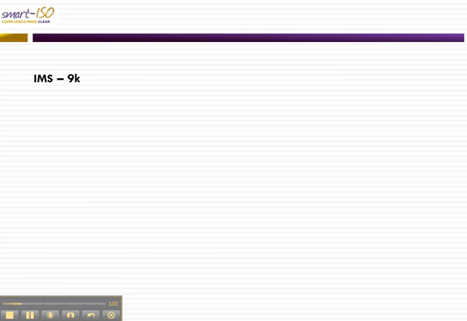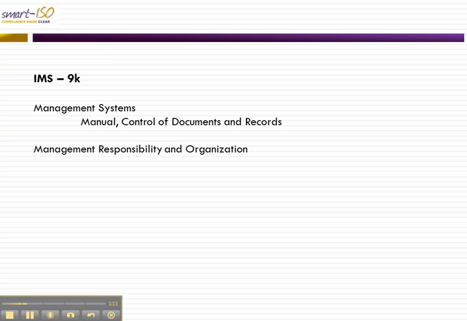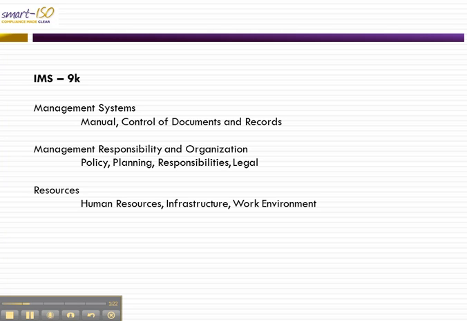So using the 9001 structure, taking management system as the first section, all the manual details, all the control of documents and records would fit neatly under that. Management responsibility and organisation, the policy, the planning, the responsibilities, the legal would fit neatly under that. Resources, human resources, infrastructure, work environment fits under that one.